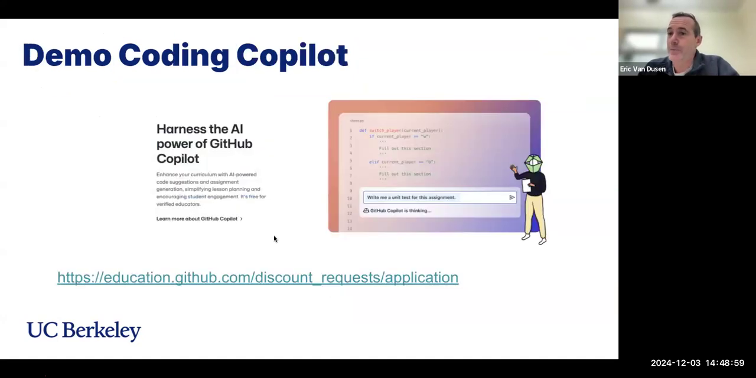So everyone who has an education account can get a free account on GitHub Copilot. If you go to this link, education.github.com, discount request application, you can say you're an educator at a university, and you could say, can I please have a free GitHub Copilot account. And so I'm here to tell you to do that. That's a third thing: Kubernetes, Hugging Face, GitHub Copilot. All right.